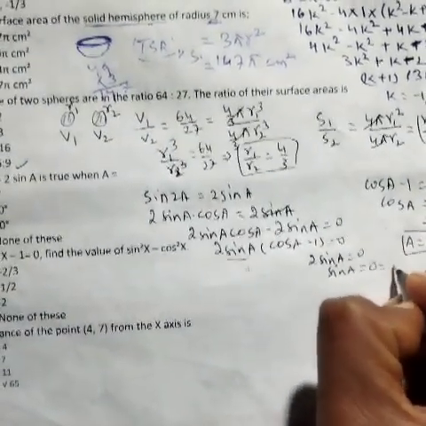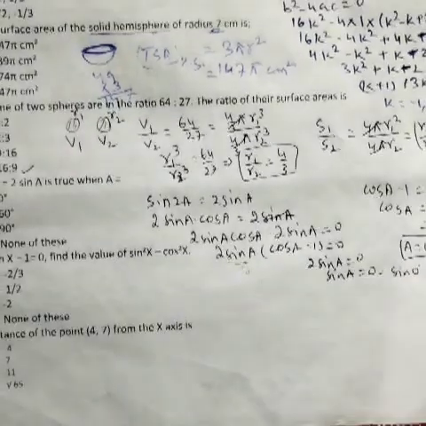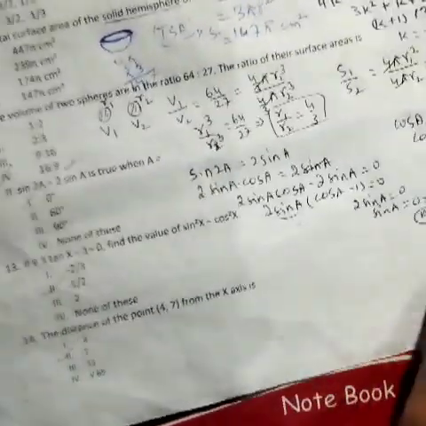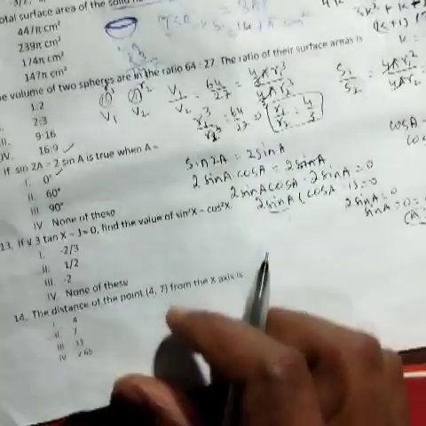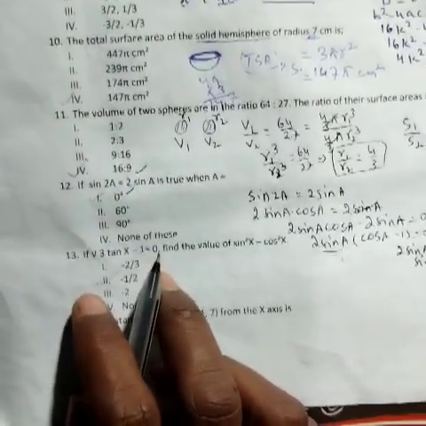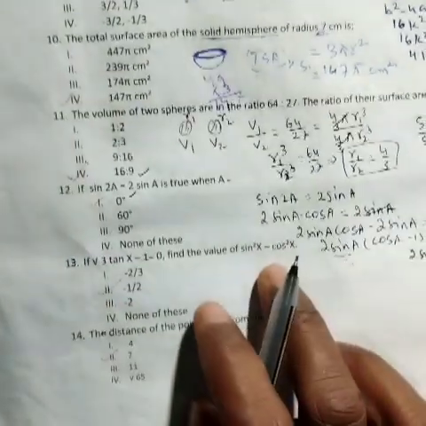The sin A will be 0, so it will equal sin 0, and from here we can also calculate the value of A equal to 0. Okay. Here √3 tan x minus 1 equal to 0, and we have to find out the value of sin square x minus cos square x.